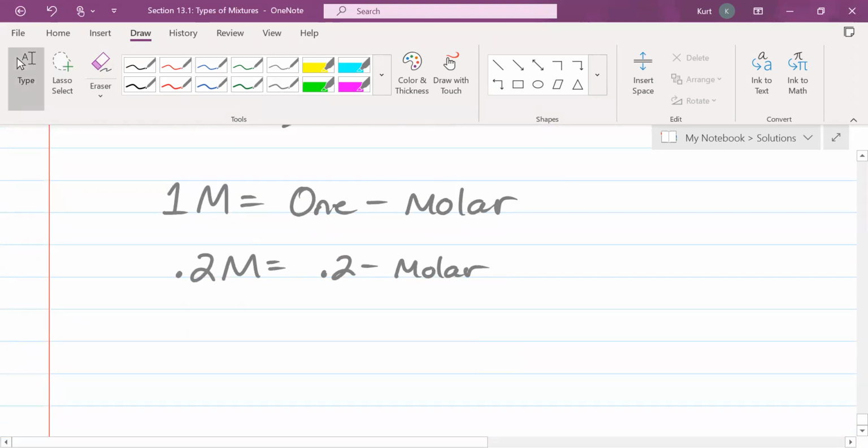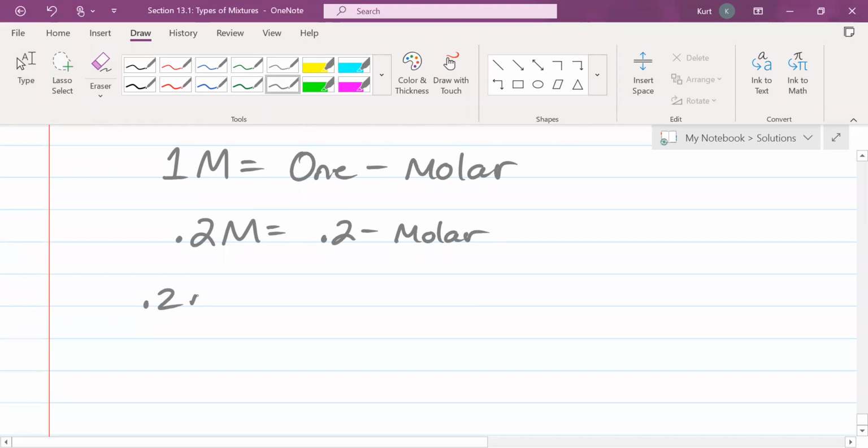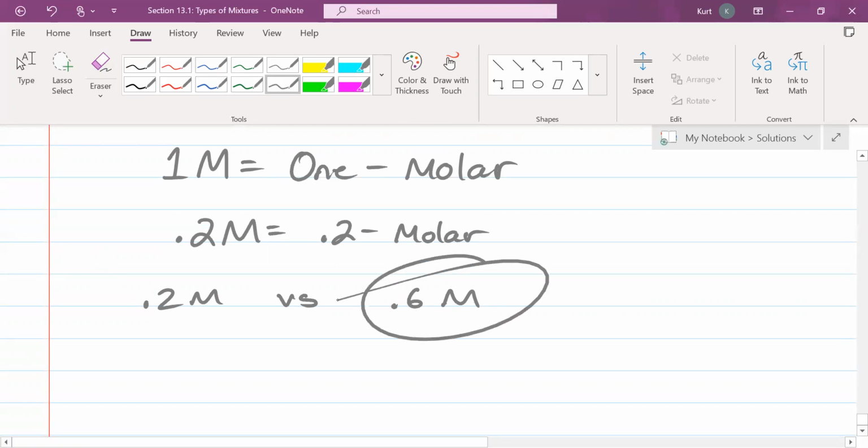What would be more concentrated? 0.2 molar or 0.6 molar? What has more solute in the solvent or in the solution? That's more concentrated.